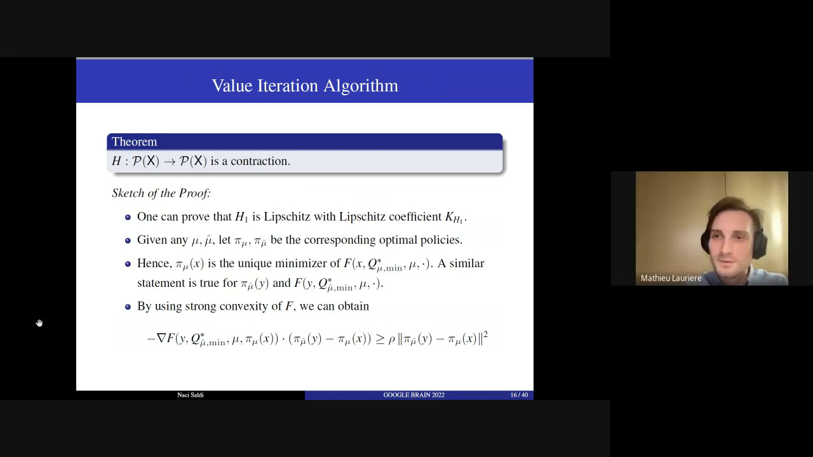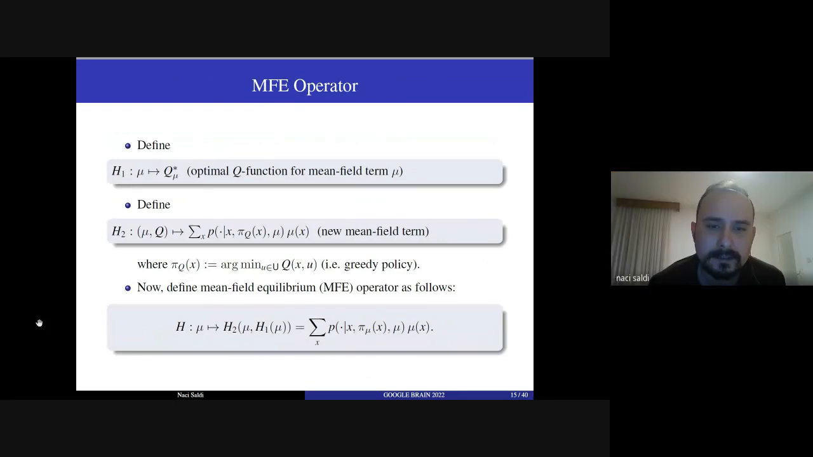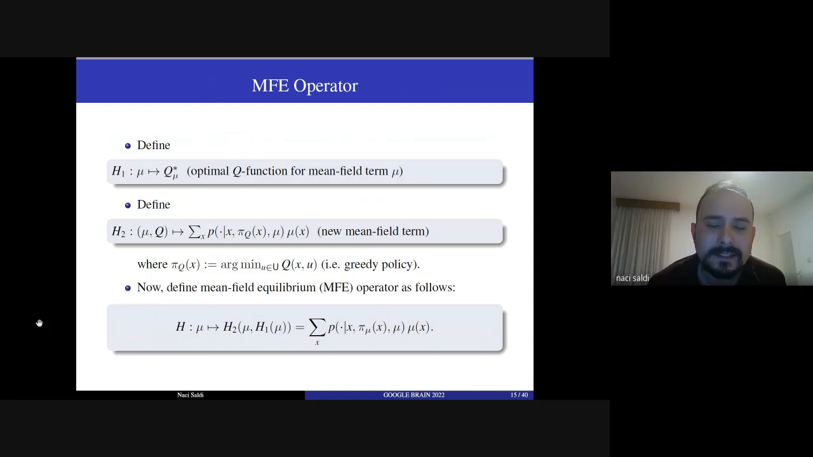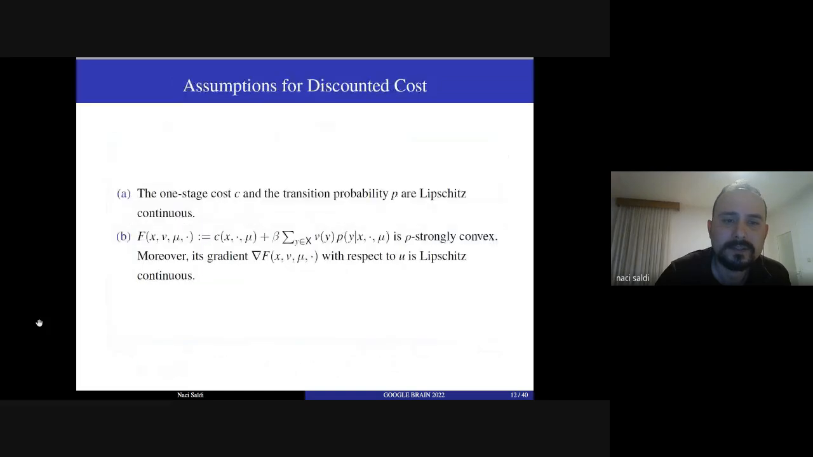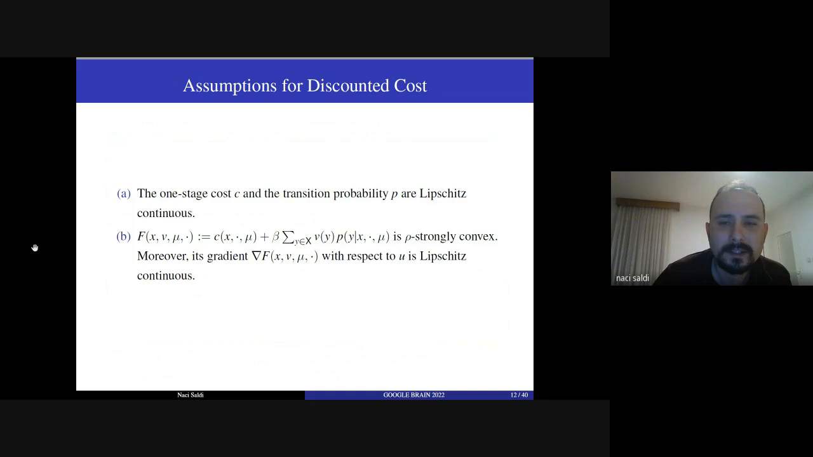Sorry, I see one quick question on the previous slide. When you define the optimal policy, you take the argmin. Did you assume that there is a unique argmin, or there could be multiple optimal actions? Oh, I see. Because of the second assumption here, I'm assuming that the Q functions are strongly convex in the action variable. Therefore, there's a unique optimal policy.